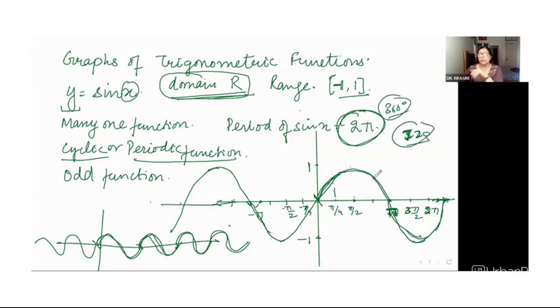So this way you can see that this is the cyclic behavior, and sine is an odd function. You will learn this. How do we decide whether a function is even or odd? Sine of negative x is minus sine x. That means if you replace x by minus x, the value of the whole function becomes opposite. Such functions are odd functions. Sine and tan are odd functions, and cos is an even function.